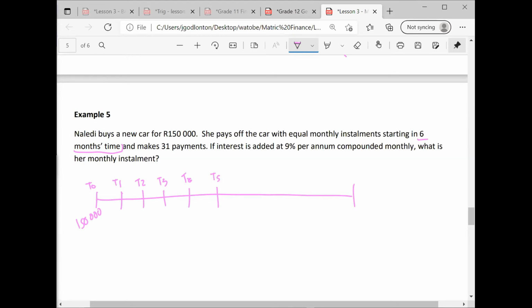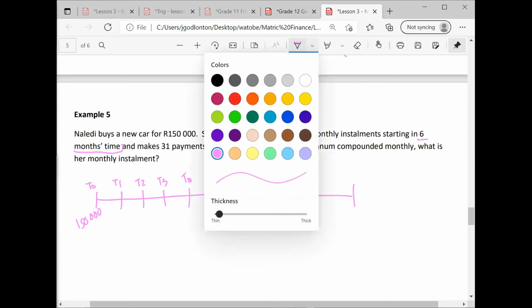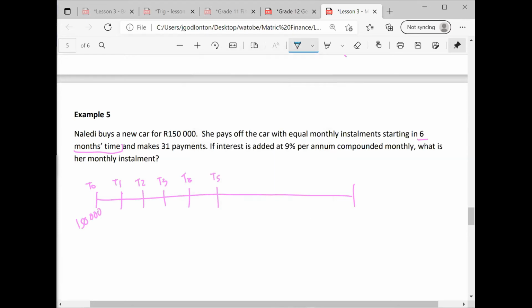Okay, so let's have a look and see what that looks like. So this would be 1 month, 2 months, 3 months, 4 months, 5 months. What happens now? So she only starts paying installments in 6 months' time. 6 months, that's when she starts paying.